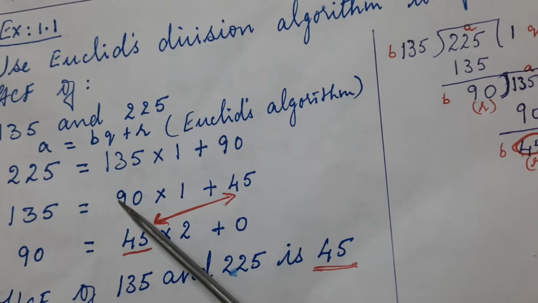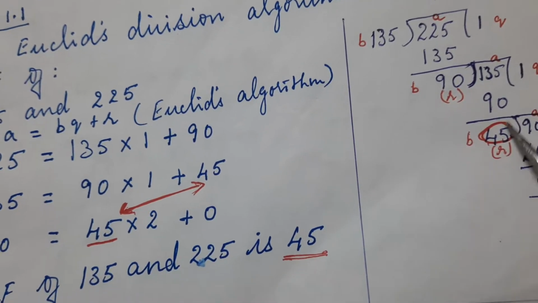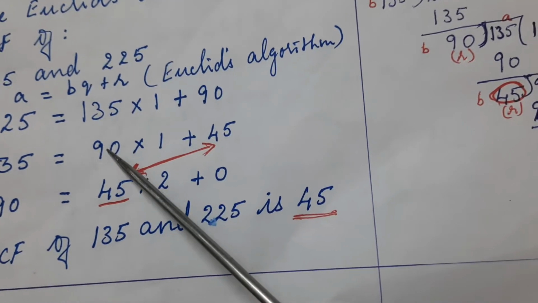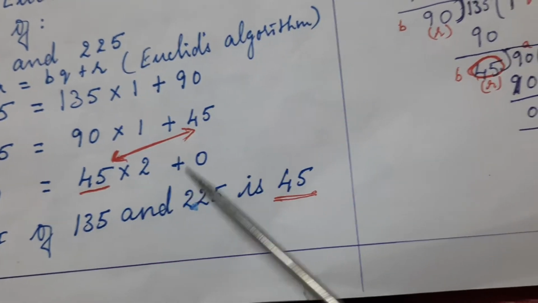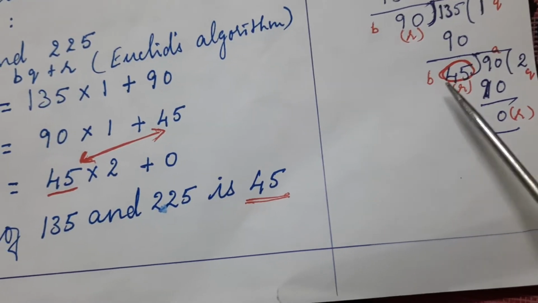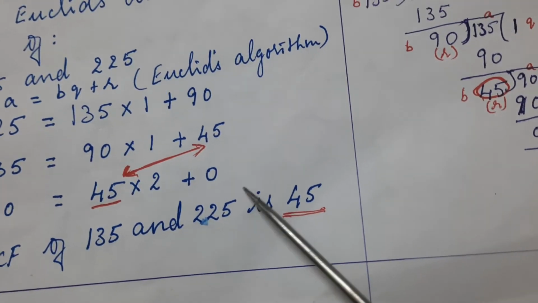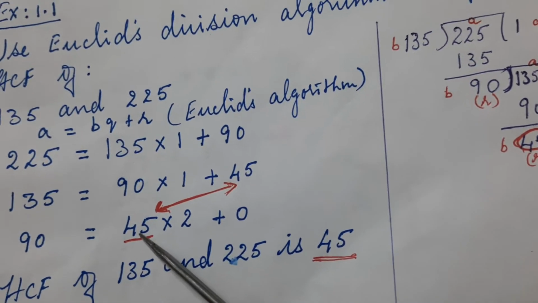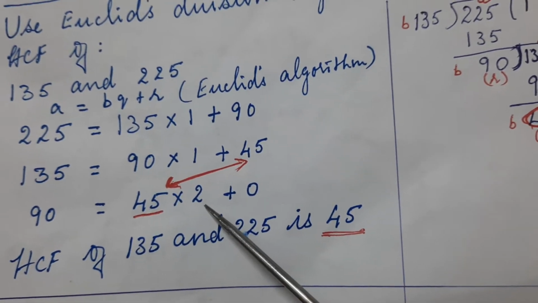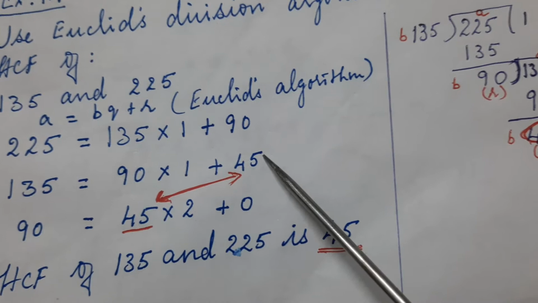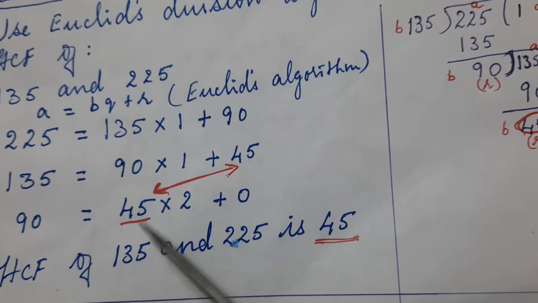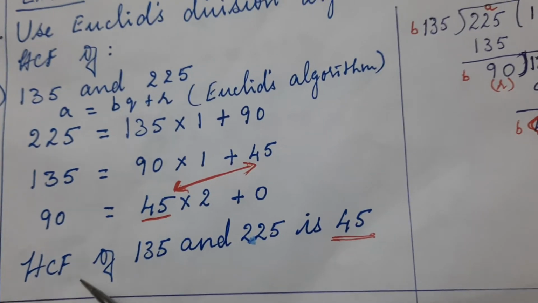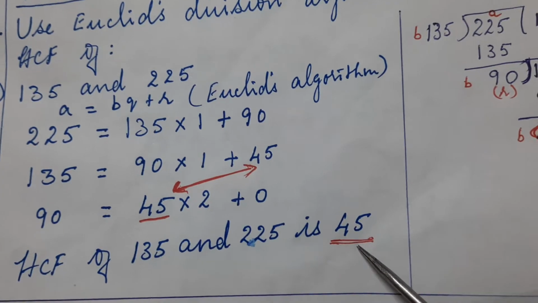So, 135 is equal to 90 into 1 plus 45. Next again, 90 is the dividend. 90 is equal to 45 into 2 plus 0. I got 0. Now, I told you the last divisor is the HCF. So, this 45 is the HCF. Sometimes you make the mistake of writing 2 as the HCF. That is wrong. Keep in mind, whatever remainder you get last, that last remainder will become the divisor in the next step. So, this will be the HCF. So, HCF of 135 and 225 is 45.